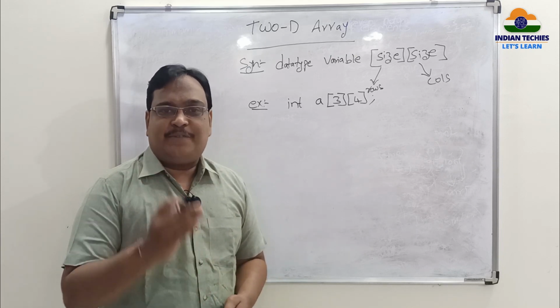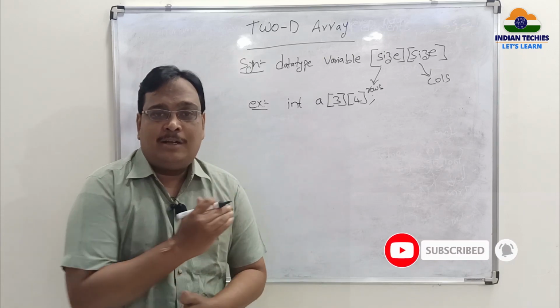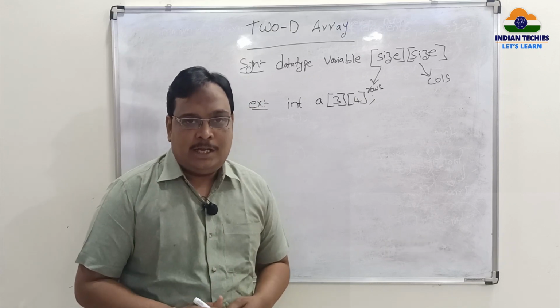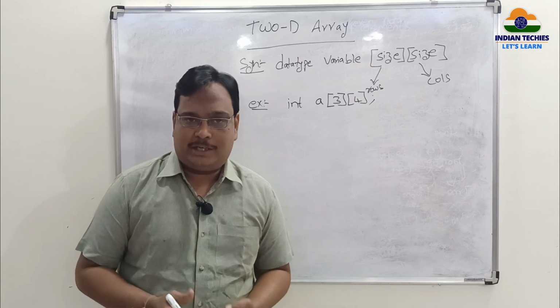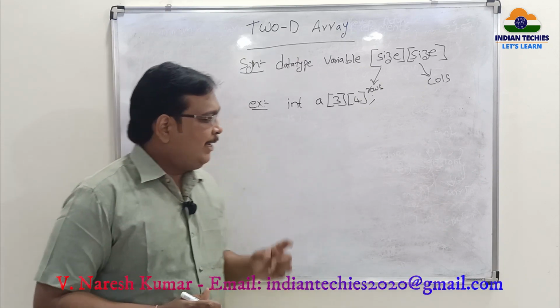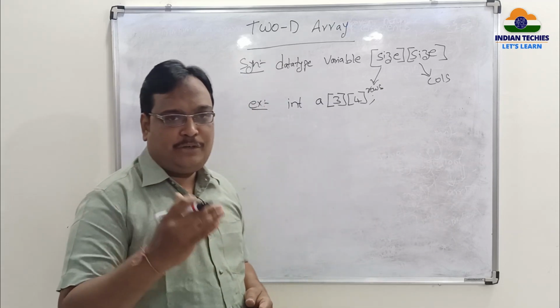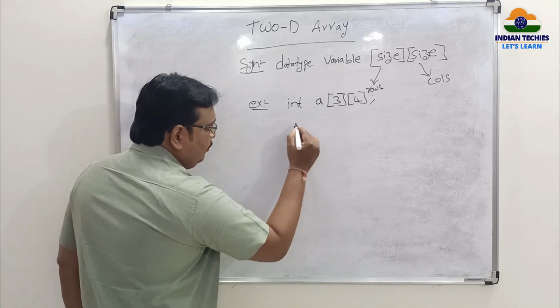If each integer occupies 2 bytes of memory, 3 4s are 12, 12 2s are 24 bytes of memory will be allocated. Although we access it in the form of rows and columns or tables, the memory is not allocated in the form of rows and columns. The memory is allocated in a sequence only. For better clarity, let me explain in detail.